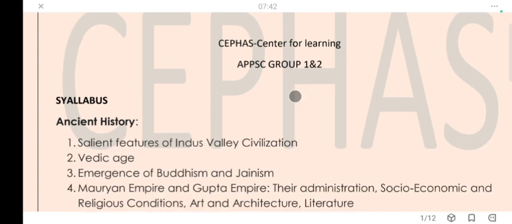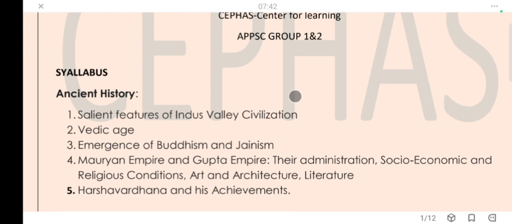So in this session, I'm going to discuss the ancient history point by point for the APPSC Group 1 and 2. It's also helpful for the UPSC. Let's discuss.